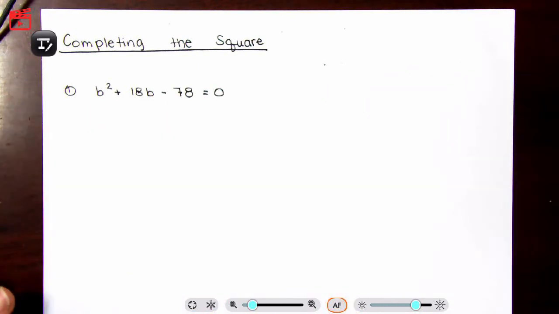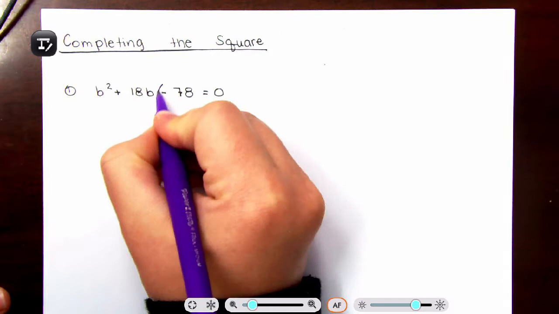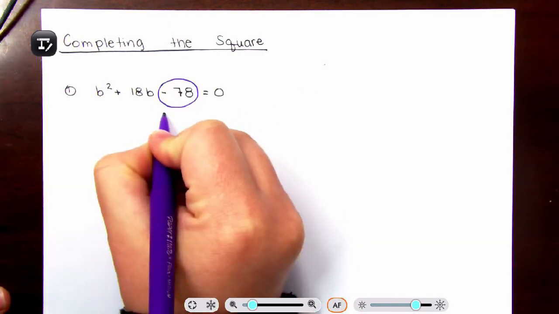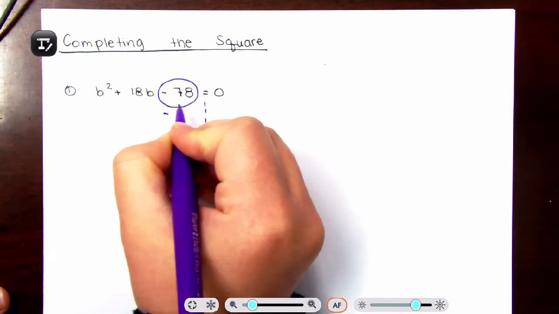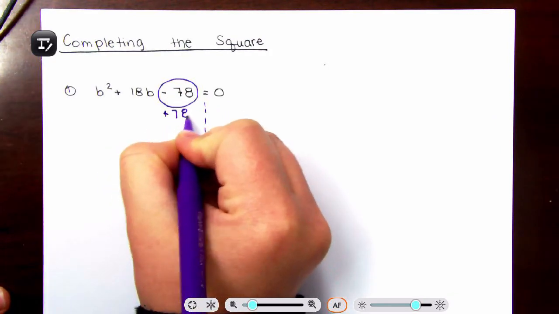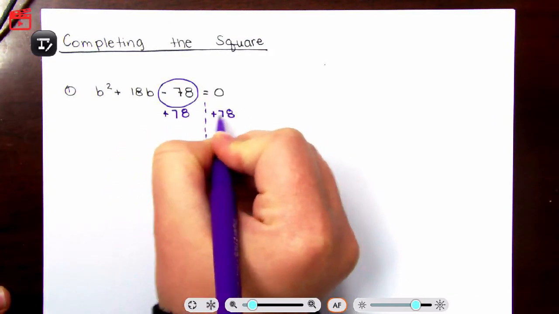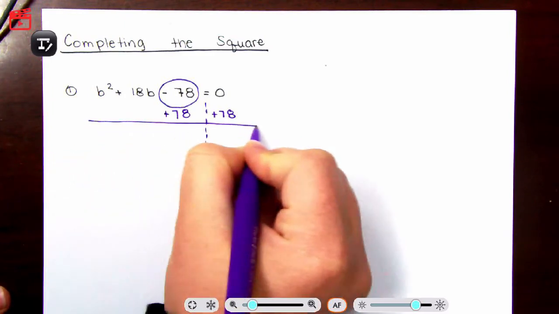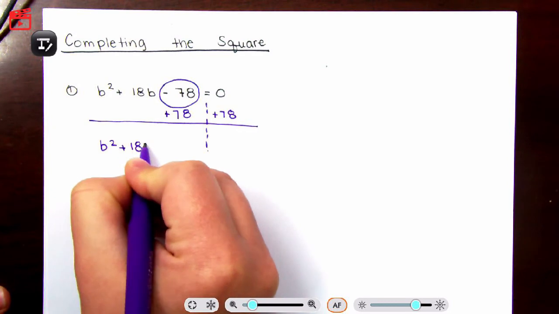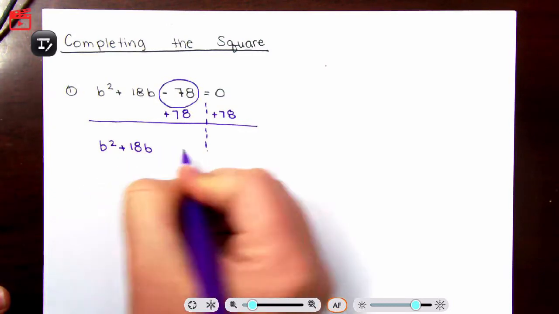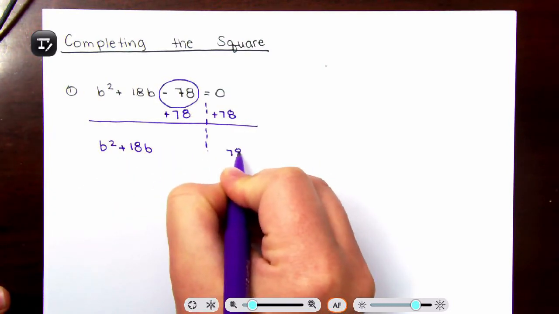Step number 1 is take your constant, the number, whatever this number is. You're going to undo it, or you're going to move it over to the other side. So I have a negative 78. I'm going to add 78 to both sides. So I have b squared plus 18b, nothing here, and then here I have 78.